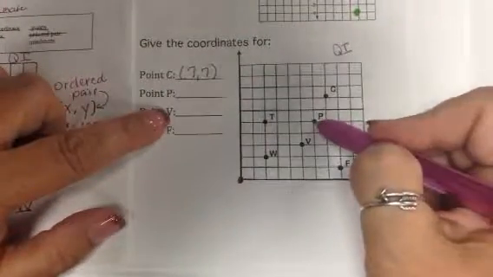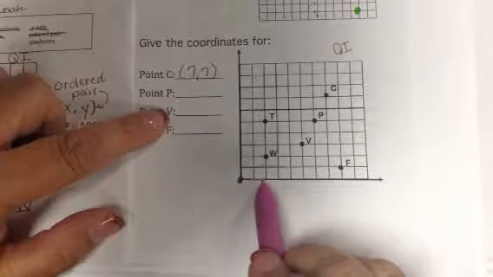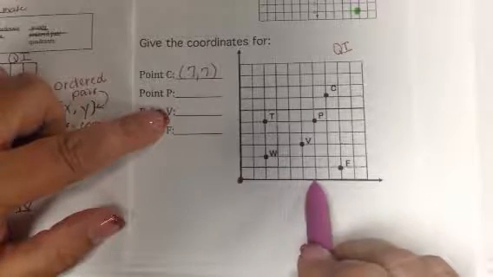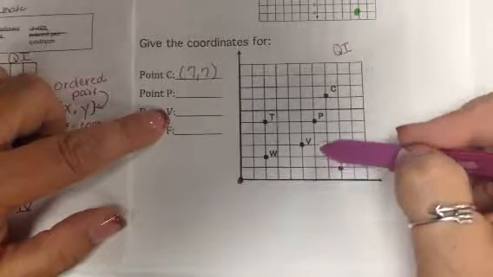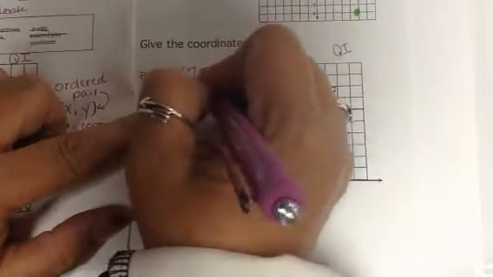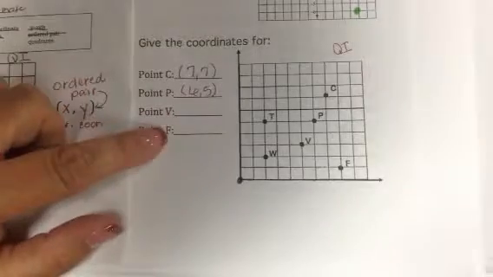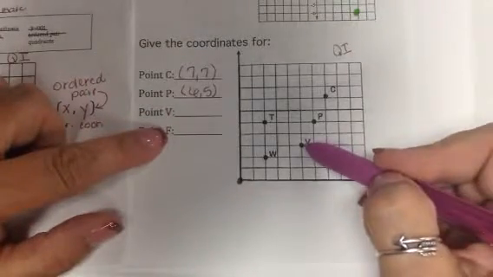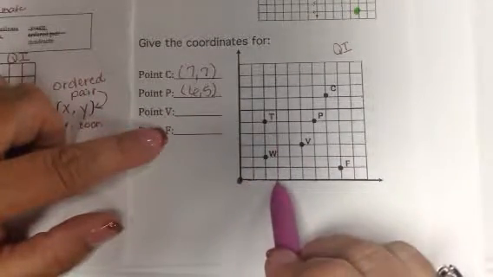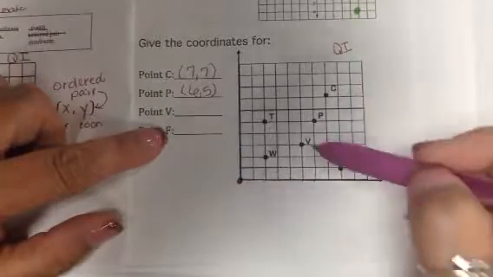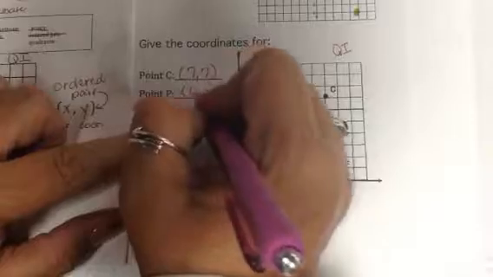For P, which is right here, we are going to count 1, 2, 3, 4, 5, 6, up 1, 2, 3, 4, 5. So P is sitting at 6, 5. V is right here. We're going to go 1, 2, 3, 4, 5, up 1, 2, 3. So it's going to be at 5 and 3.